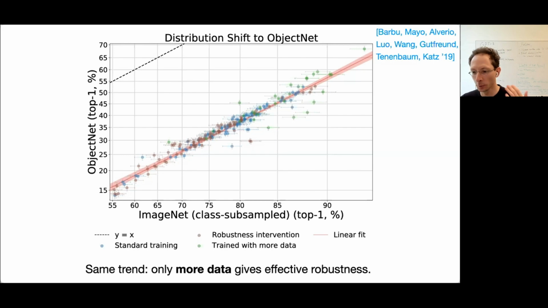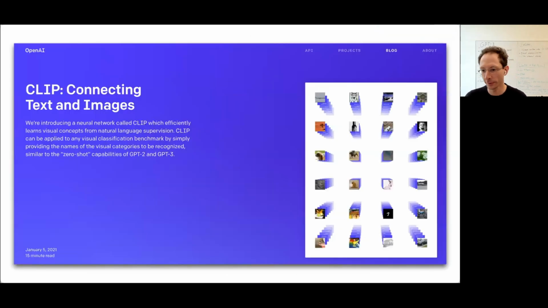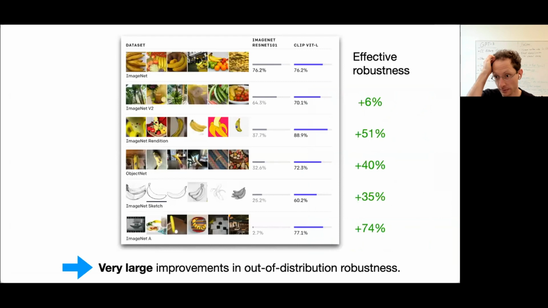And then something super exciting happened, which was that a team of great researchers at OpenAI started to tackle the same problem. And in early 2021, they released their CLIP paper. So the title of the blog post here was Connecting Text and Images. They approached this from a multimodal perspective. And basically the first set of results they highlighted in their blog post was exactly these effective robustness comparisons.